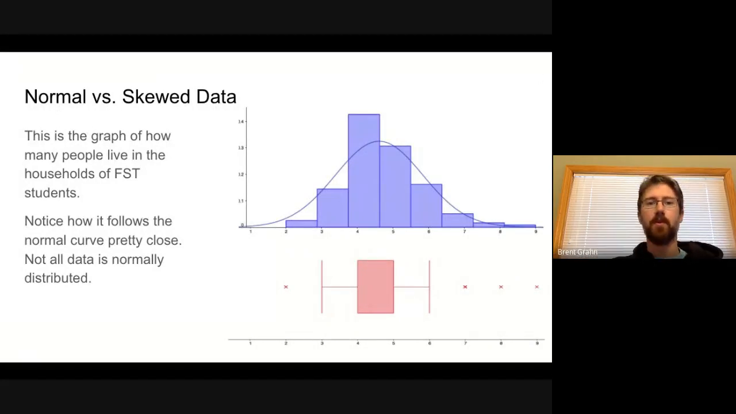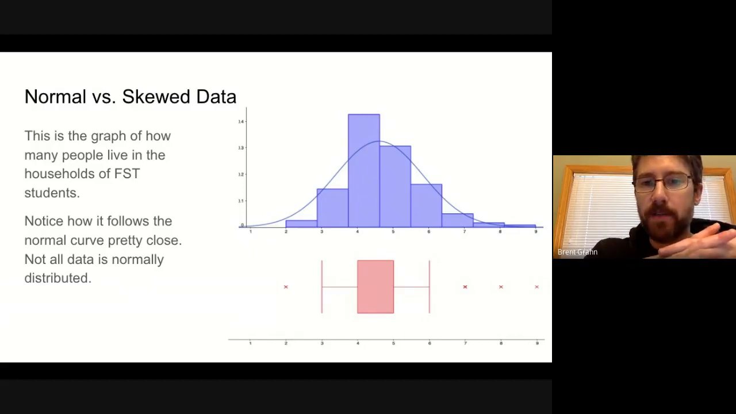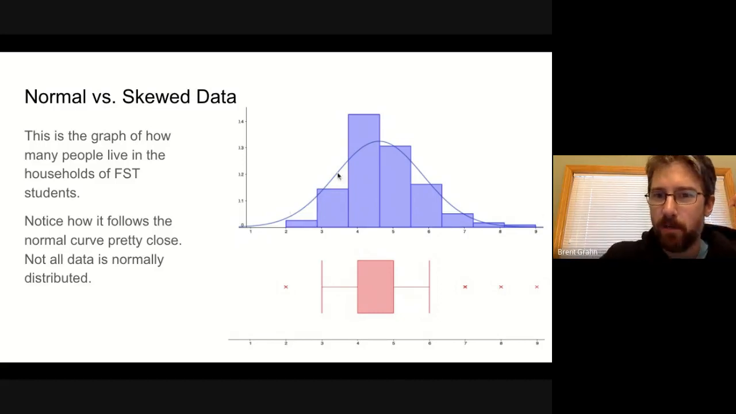Okay, so some normally distributed data. This is the graph of how many people live in the households of FST students. And notice that this follows the curve pretty well. It's not perfect, but this is pretty normally distributed data. And I would expect that.